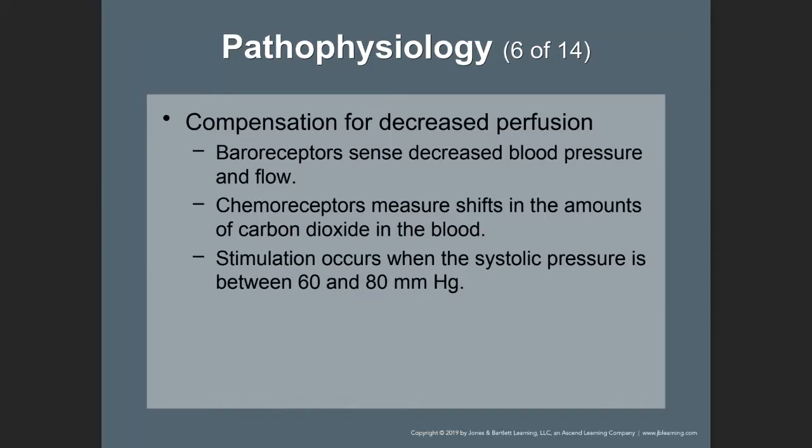Compensation for decreased perfusion. We have baroreceptors, which are protein sites that will detect low blood pressure and flow within the body. Chemoreceptors are chemical protein sites that will measure shifts in the amount of carbon dioxide in the blood. Specifically, they start to pick up changes in the pH. Stimulation occurs when the systolic pressure is between 60 and 80 millimeters of mercury.